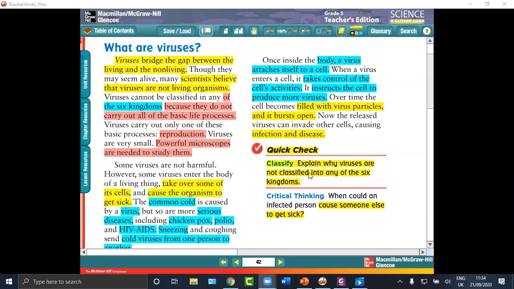Okay. Now, a person may become sick when they come in contact with someone who is infected. I will repeat. A person may become sick when they come in contact with someone who is infected.